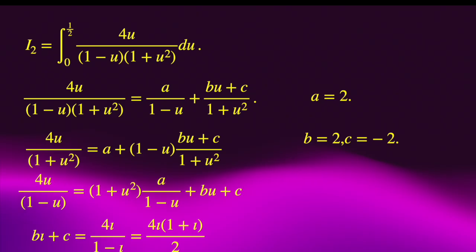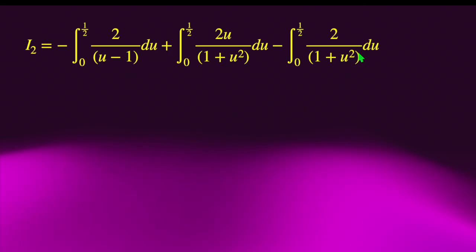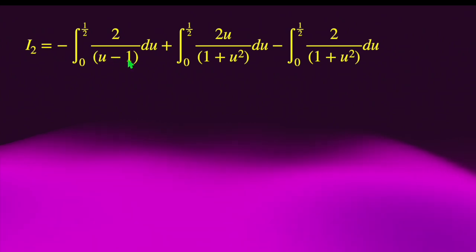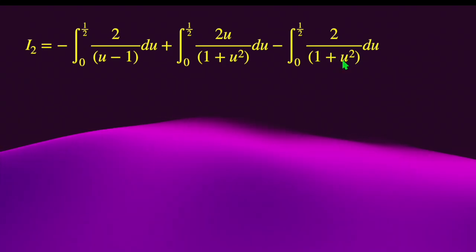So here we have seen how to do the partial fraction decomposition of a rational function. Now we have that I2 is equal to the sum of these three integrals, and here we have the antiderivative. Here it's easy to compute. The antiderivative of this function is easy to compute, and also the antiderivative of this function is the arc tangent.